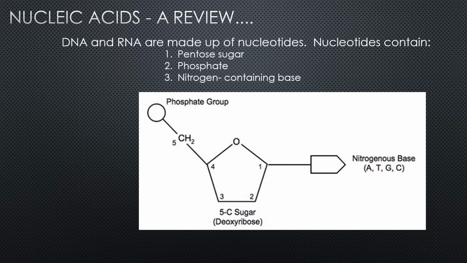Okay, so let's review our nucleic acids. Our nucleic acids, RNA and DNA, are made up of nucleotides. And those nucleotides contain a pentose sugar, a phosphate group, and a nitrogen-containing base. This is true for all of them. So here's our phosphate group up here. Here's our pentose sugar. In this particular one, we're looking at deoxyribose, which is DNA. If it were RNA, it would be ribose. And then here's our nitrogen-containing base, which can be adenine, thymine, guanine, or cytosine.